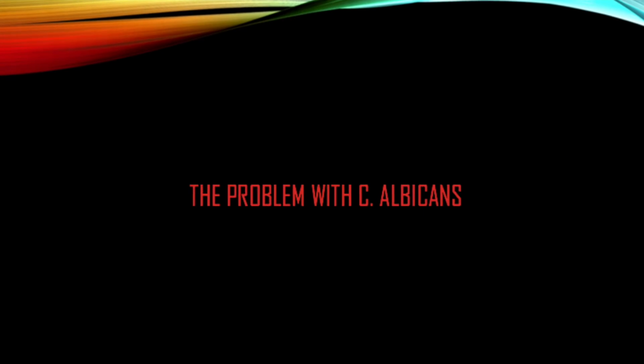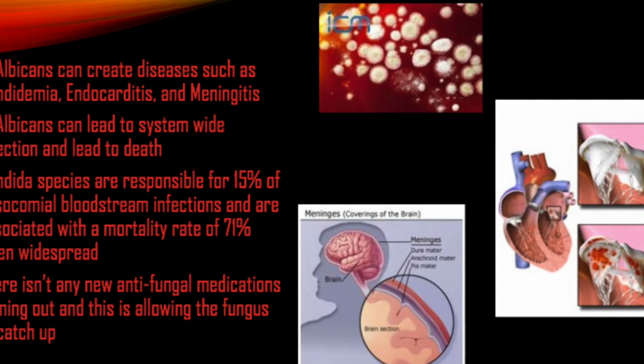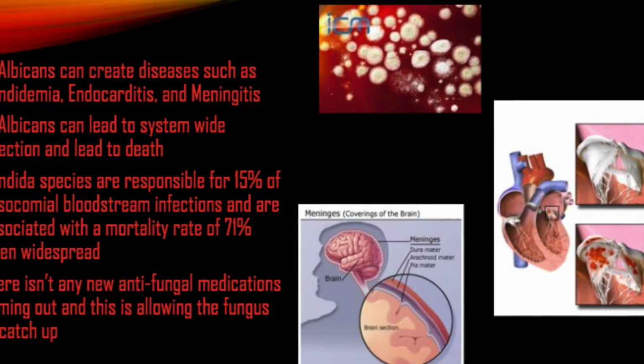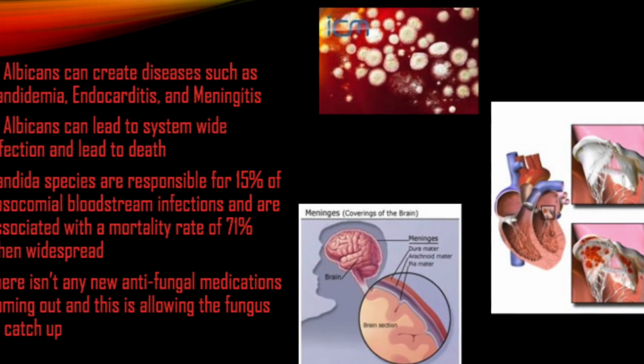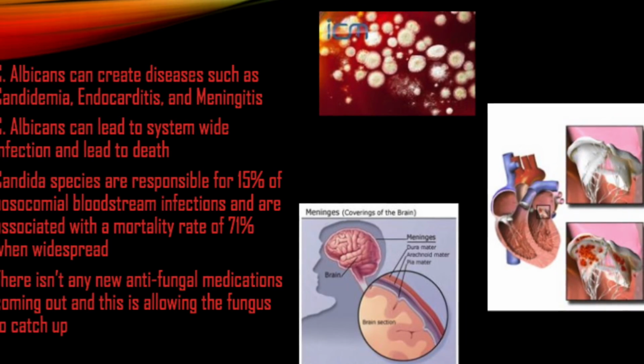So we're going to talk about the problem that arises with C. albicans because the diseases we talked about are kind of mild, but there are some serious parts of it. So it can create diseases such as candidemia, which is when it's in your blood, endocarditis, which is when it builds up around your heart valves, and meningitis, which is when it builds up around your brain. It can lead to system-wide infection, which will ultimately lead to death.